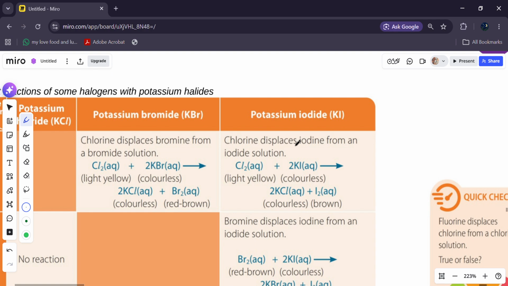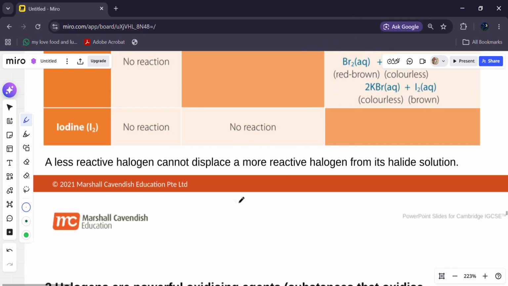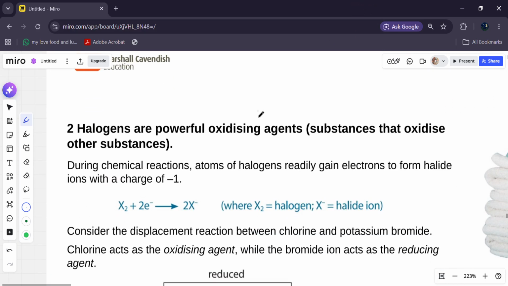Now let's move on to the next part. Halogens are powerful oxidizing agents. That means a substance that oxidizes other substances while reducing itself. During a chemical reaction, atoms of a halogen readily gain electrons to form halide ions with a charge of -1.